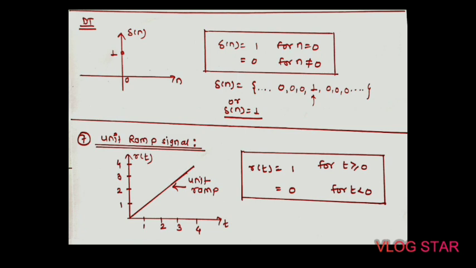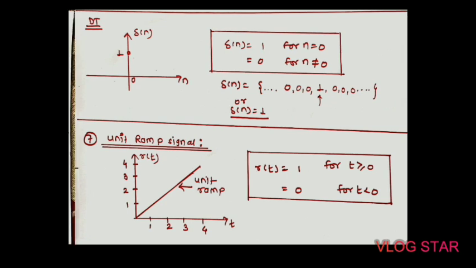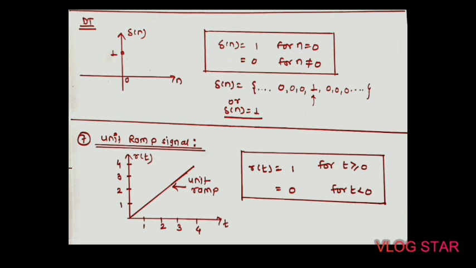Next is a unit sample signal del of n. The discrete time version of a unit impulse signal is the unit sample signal. A discrete time unit impulse function is denoted by del of n and its amplitude is 1 at n equal to 0, and for other values of n its amplitude is 0. In the sequence form, it can also be represented as del of n equal to minus infinity to plus infinity, 0 0 0, and again to the right hand side zeros are present.